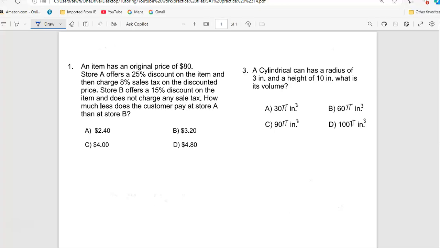The first one here, an item has an original price of $80. Store A offers a 25% discount on the item and then charges 8% sales tax on the discounted price. Store B offers a 15% discount on the item and does not charge any sales tax. How much less does the customer pay at store A than at store B? Okay, give it a try and we're going to go over it.